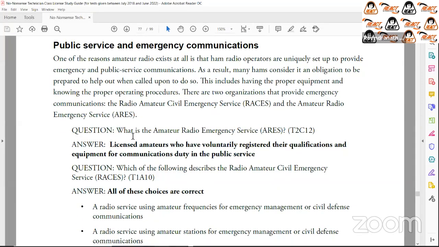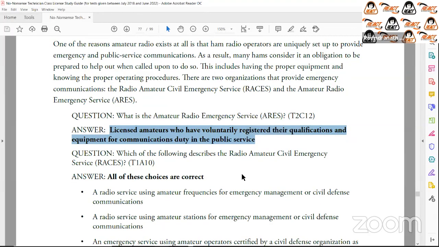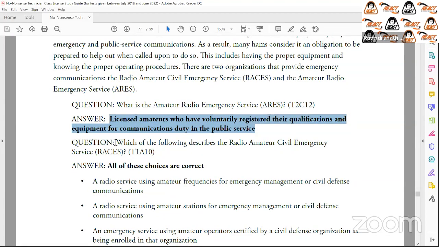All right. What is the Amateur Radio Emergency Service, also called ARES? It is licensed amateurs who have voluntarily registered their qualifications and equipment for communications duty in the public service.